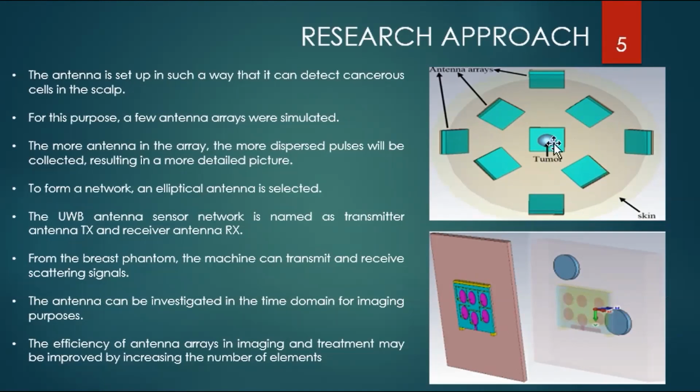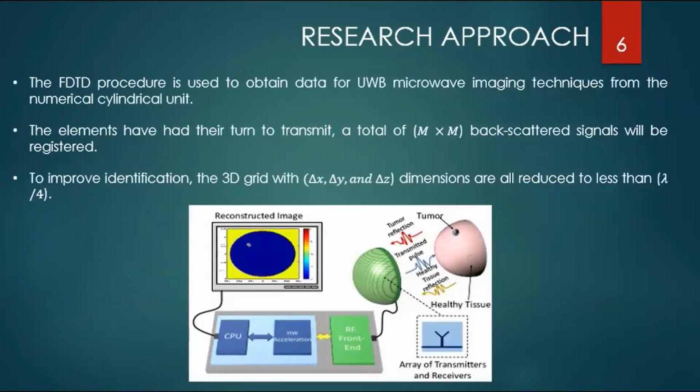As we can see here, this is the tumor, and these are the parts that are skin, bone, and the others. We concentrate on the skin, because we have the permittivity of the skin and the radiation that can enter through it. The arrays should be several in order to get better results. The antenna arrays in the imaging treatment should be improved by increasing the number of elements. As I said, we use the algorithm so that we can get better results.